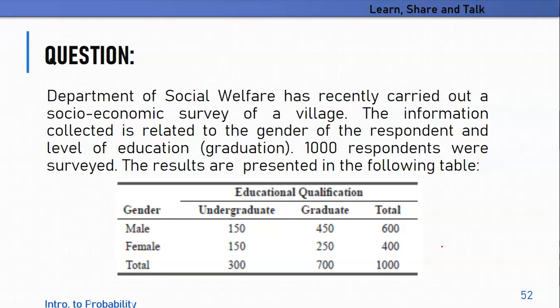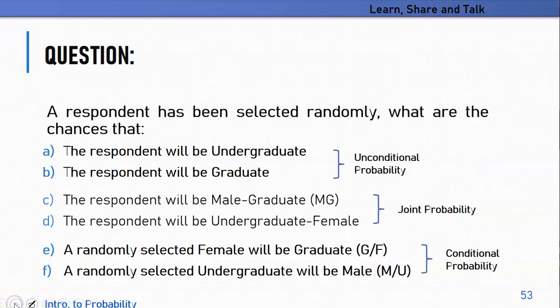Now if we look at this question, the Department of Social Welfare has recently carried out a socioeconomic survey of a village, and the information about respondents' gender and respondents' qualification is given. So if I simply see that there are 600 males and 400 females, and out of a total of 1000, 300 are undergrad and 700 are grad students. Now the question is that a respondent has been selected randomly.